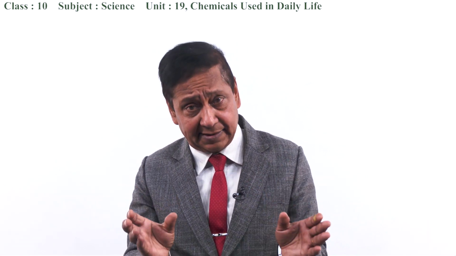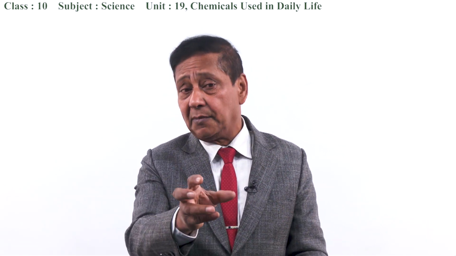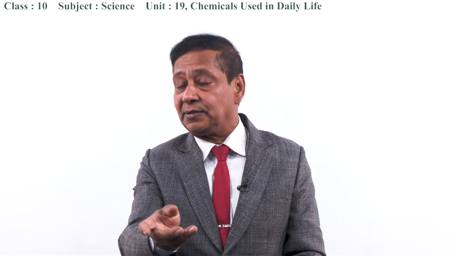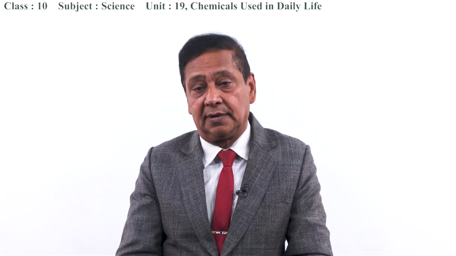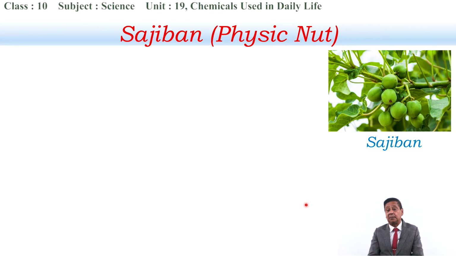Our focus is on cleaning purposes, but some of them are very useful as medicine also. Okay, Sajivan, physic nut. This is Sajivan, the plant is shown. Don't be confused. One Sajivan we use as a vegetable, which is edible. This one is not edible. Even animals do not feed on this, and that's why it is used for fencing of the field.